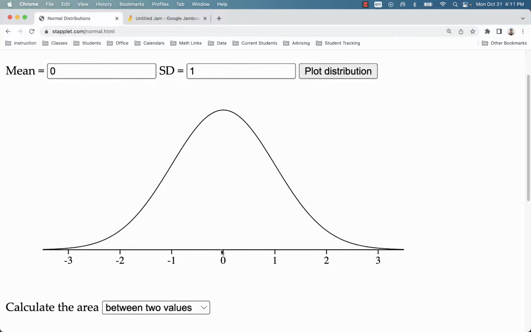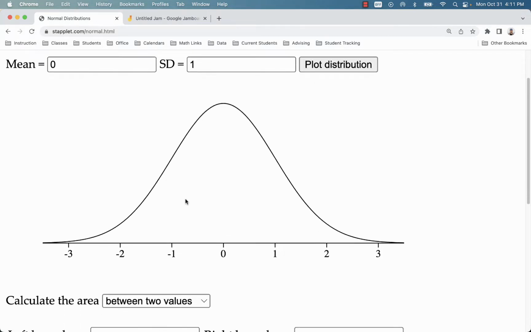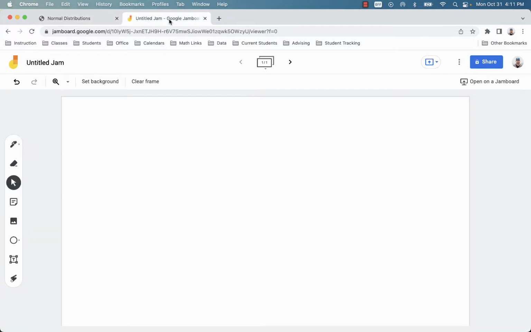just measures the number of standard deviations to the right or to the left and associates that to a probability when it's shaded. This is really difficult to do without some kind of technology or printed off tables. Stapplet is going to be the best way to do it. So let's just look at some problems with notation.